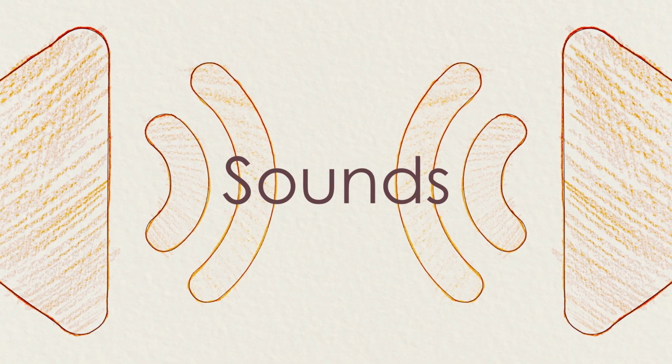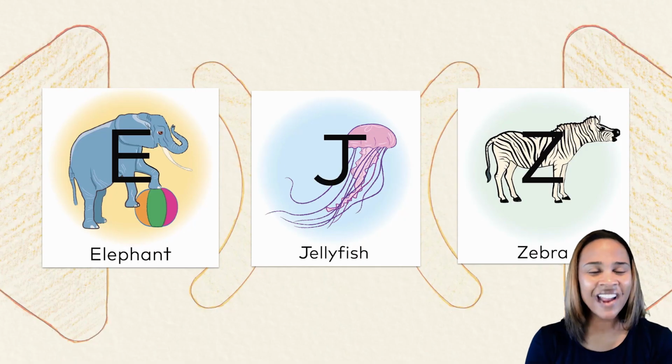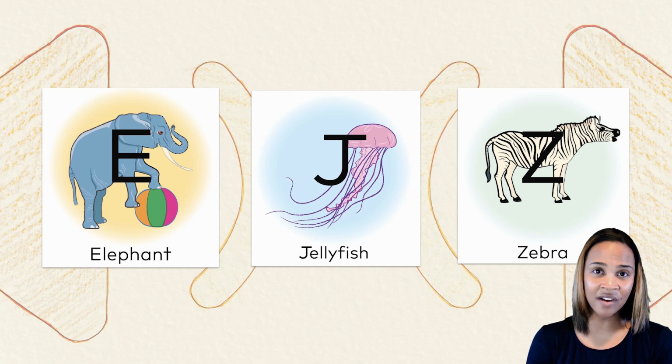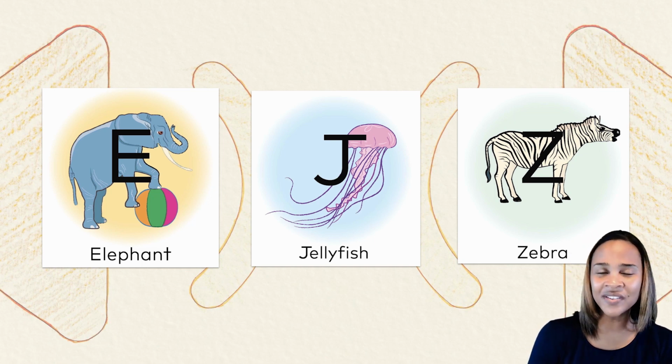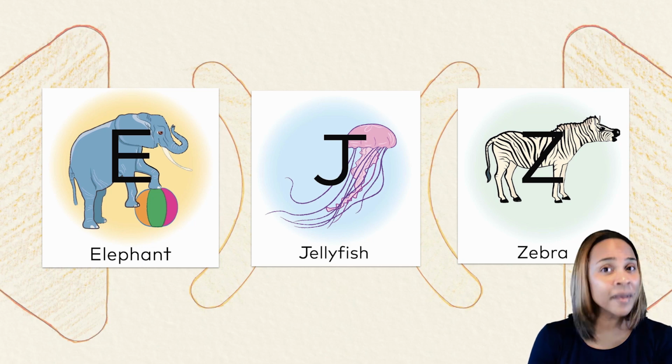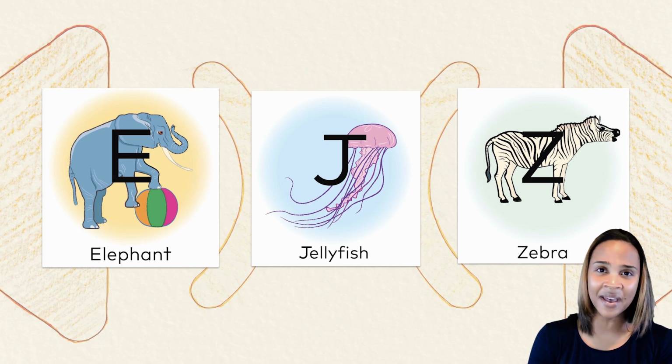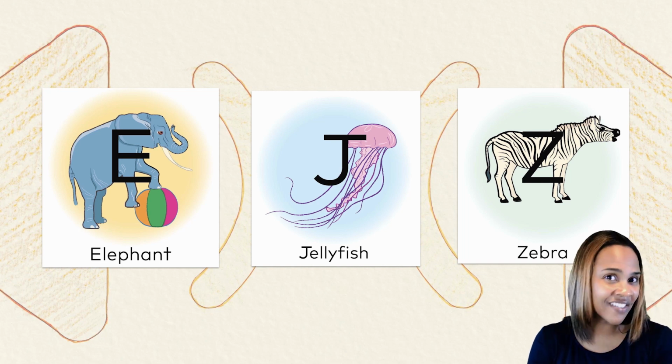Sounds. Let's say our letter sound chant to help us remember the letters that we've learned, E, J, and Z. I want you to say them after me. Remember, the key words are the keys to unlocking the sounds that we hear. Are you ready?